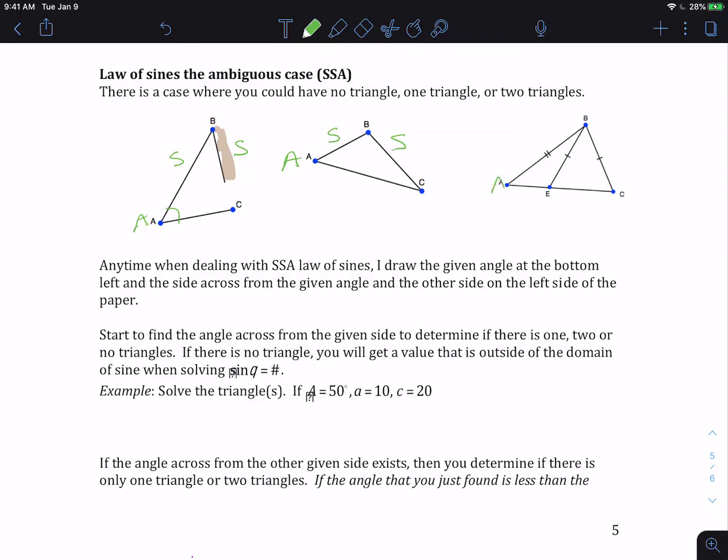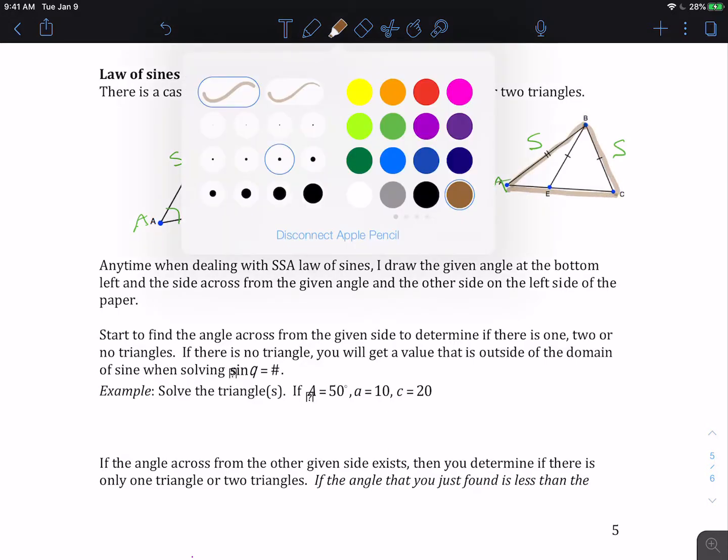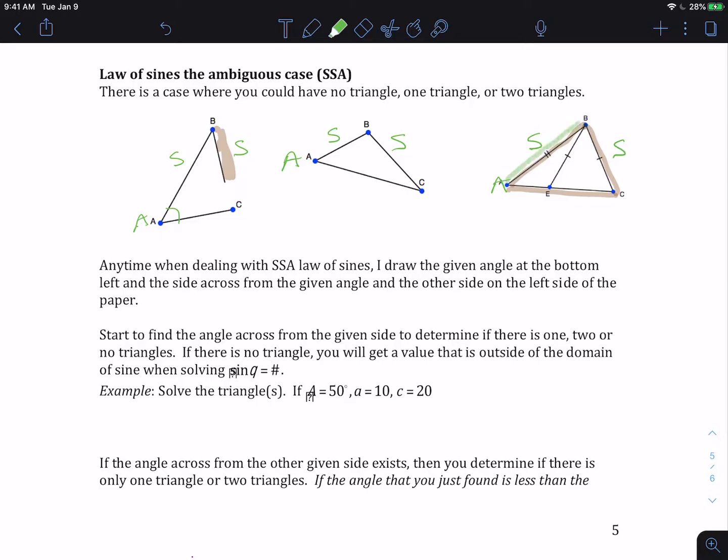Or you could have where this is your angle that's given, this is your side, that's your side, and you could end up with two triangles. So you could end up with this triangle here, or you could end up with this triangle here. So we want to be able to find out which situation it is when we're given that information.